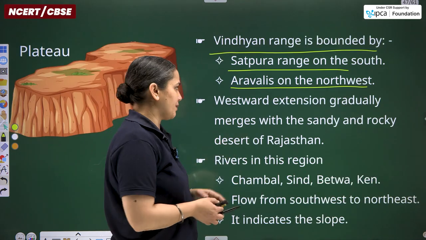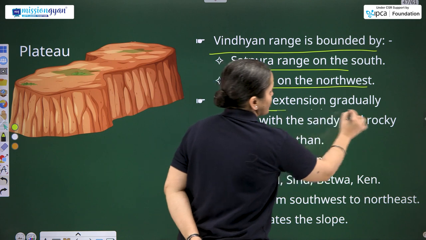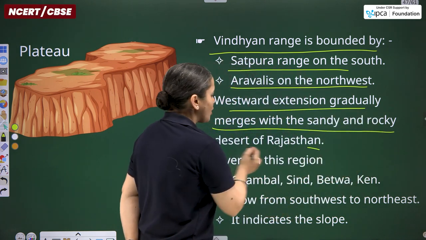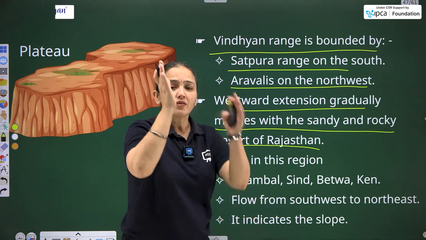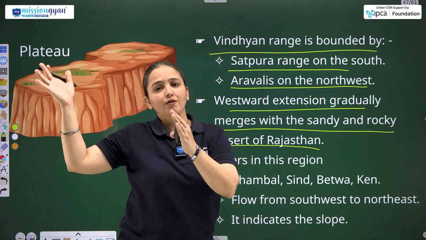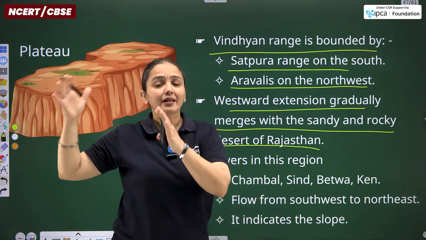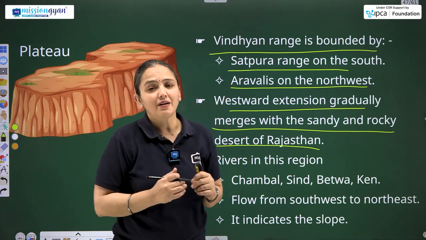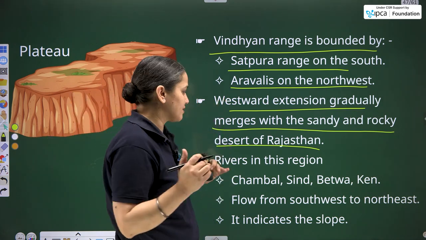We are talking about that part itself. Its westward extension gradually merges with the sandy and rocky desert of Rajasthan. So Aravali's ahead is the part of the desert region, the Thar Desert, that lies completely in the western part of Rajasthan, and of course in the western part of India as well, northwest to be considered.